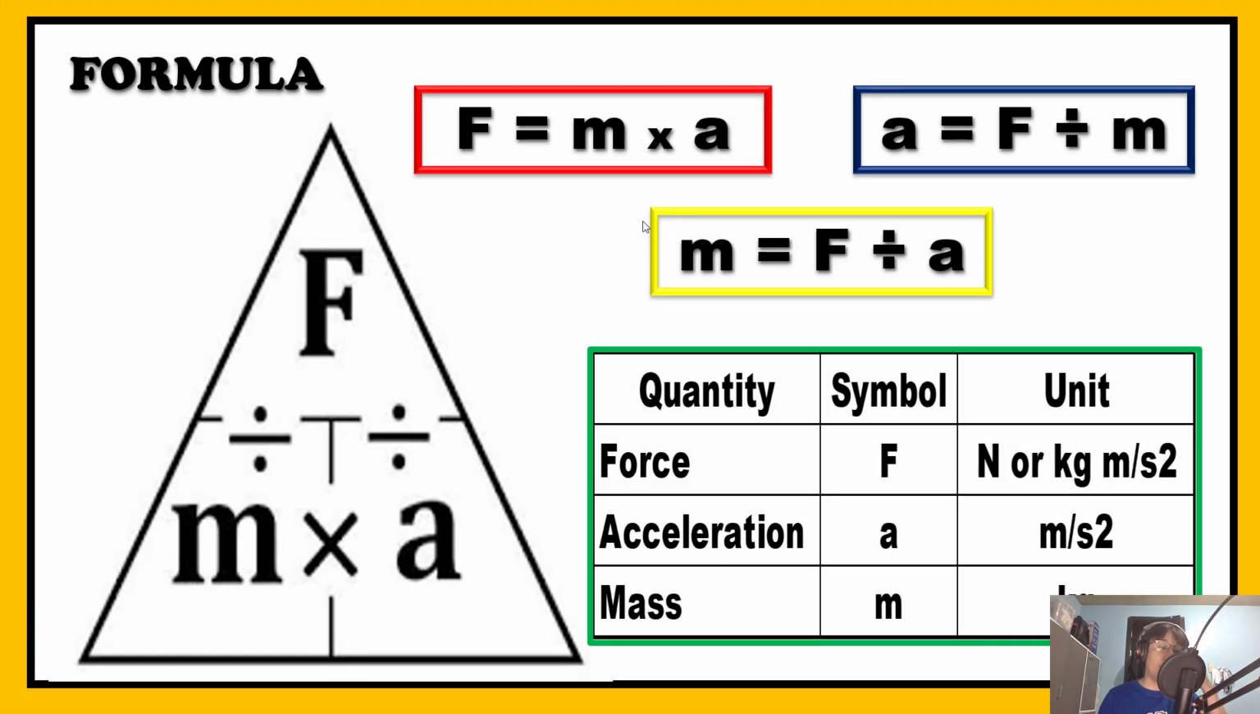Okay, formula for acceleration. We have three quantities: force, acceleration, and mass. F is for force, A is for acceleration, and M is for mass. The unit for force is Newton, or kilogram meter per second square. The symbol for acceleration is A, and the unit is meter per second square. The mass quantity's symbol is M, small letter m, and the unit is kg.